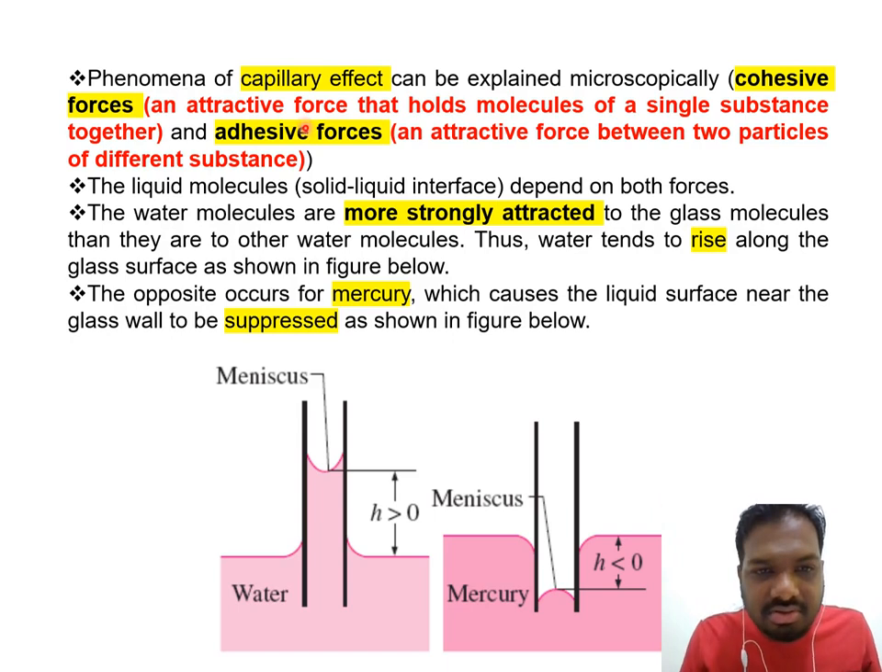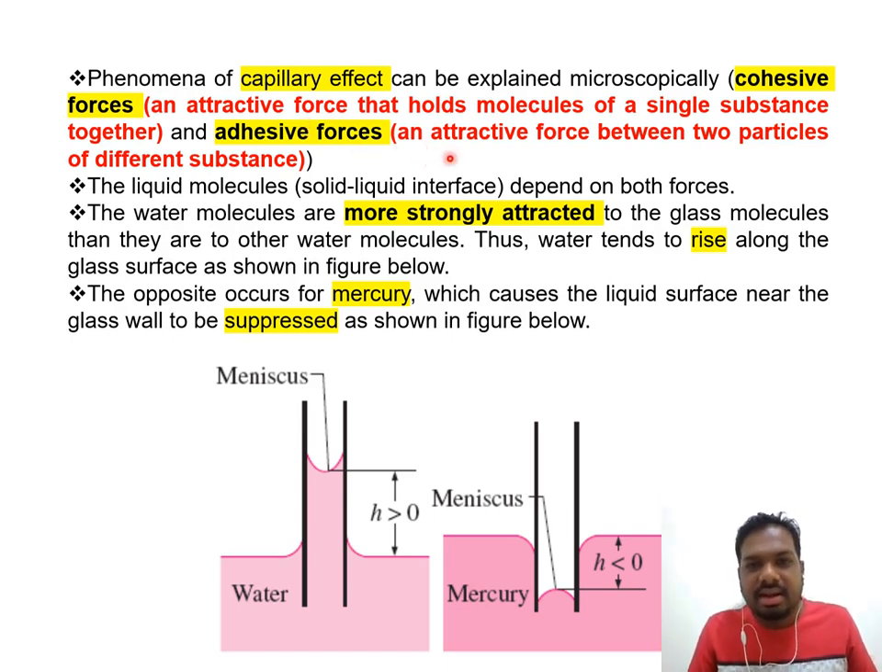And we have another force called adhesive force. It is actually an attractive force between two particles of different substances. So meaning you have mercury and glass particles, so it has an adhesive force. Inside here we will have cohesive force inside the water, and between the water and the glass you will have adhesive force. That's the simplification. That is what makes the liquid enter the tube or go down the tube for different materials.